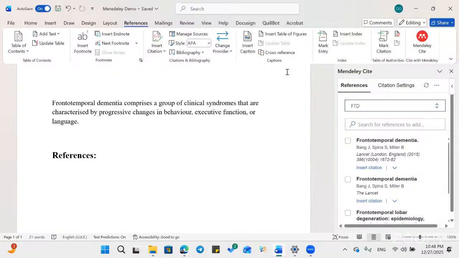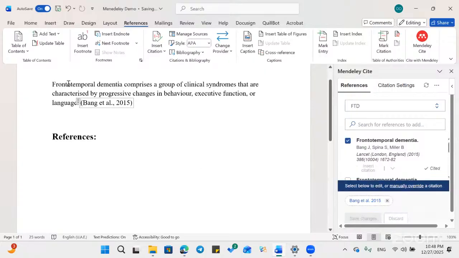And the first thing we need to learn is how to insert a citation. Say that I want to cite this sentence here, and from this paper, I would put my cursor here and select the paper and just click insert citation. As you can see, here the citation has appeared.